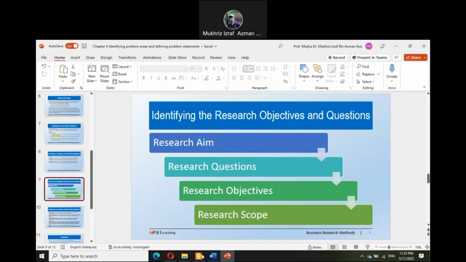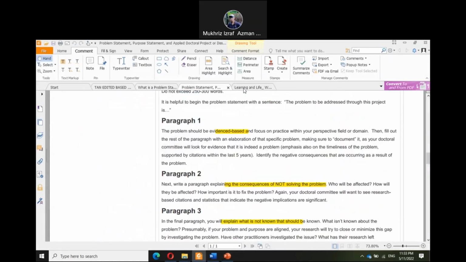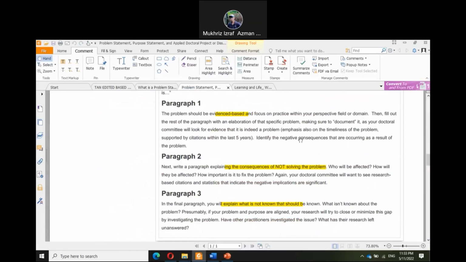Okay, I will also upload some materials online, in your OL, and I will discuss them, especially this particular page here. What do I expect your paragraphs in your problem statement to contain, because when I say maximum 2 pages long, you should follow this kind of guideline. I will go through them again this coming Wednesday or Thursday.